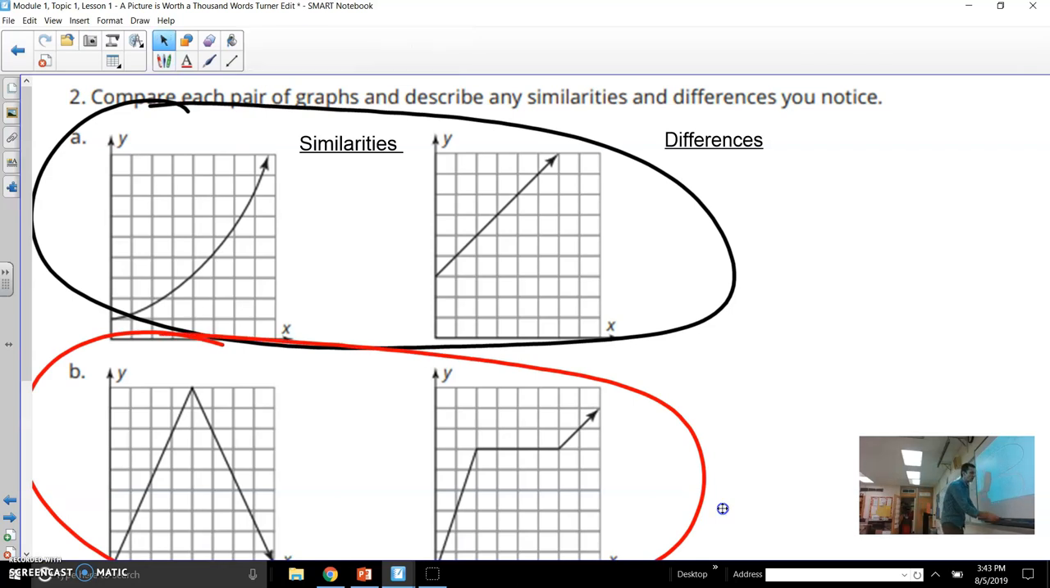And in B, I want you to think about, well, what do those two graphs have in common? And what do they have that's different? And again, just write those between them, similarities, and then differences out here on the right. Okay.